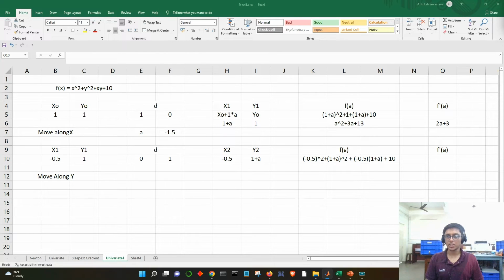Maybe Manohar can tell us what f dash a is directly. What was the f dash a, Manohar? f dash a is 2a minus 1.5. Seems to be correct. So we'll use this, and we got a is equal to... Okay, Manohar, are you sure this is plus? Oh, sorry, minus.